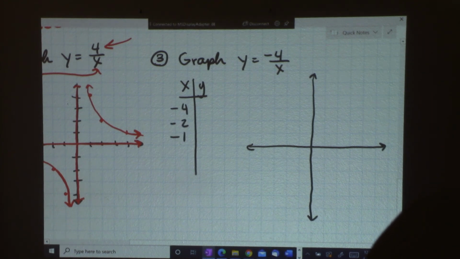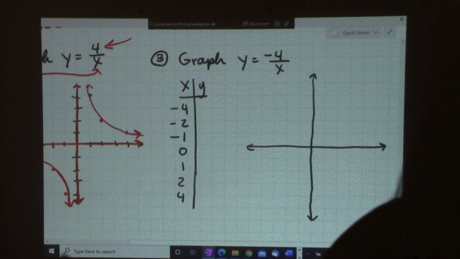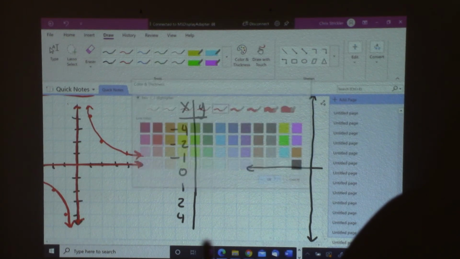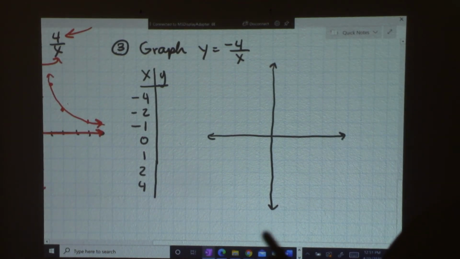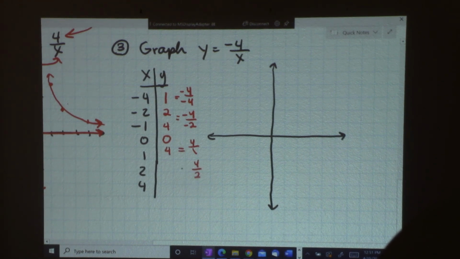Negative 4, negative 2, negative 1, 0, 1, 2, and 4. Okay, I'm going to change colors. I'm sure you've caught up by now if you're behind a little. If I put negative 4 in for x, I get 1. If I put negative 2 in for x, I get positive 2. If I put negative 1 in for x, I get 4. And I can't have 0 in the denominator. If I put 1 in for x, I get 4. If I put 2 in for x, I get 2. If I put 4 in for x, this is going to be negative 1, and this is negative 2. And then if I have negative 4 in for x, I get negative 1.